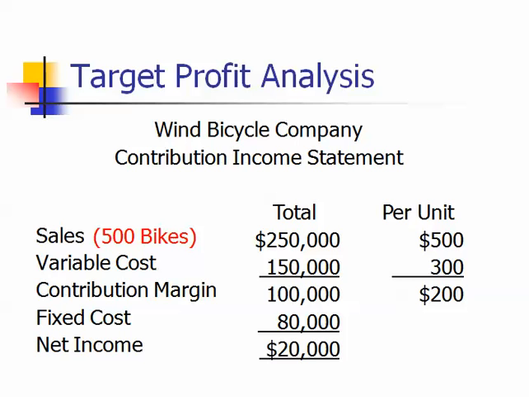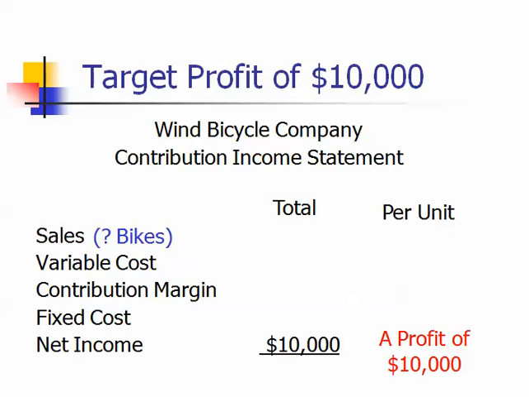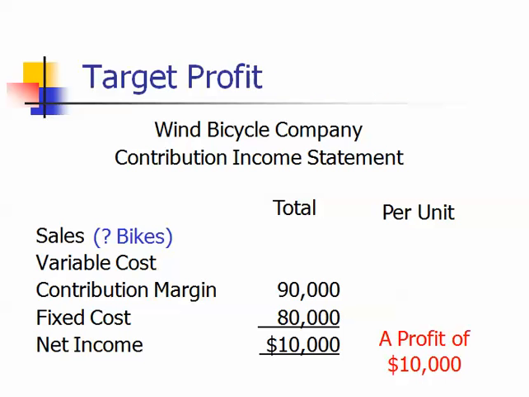Earlier, we've considered how many units we need to sell in order to break even. Let's now look at how many units we would need to sell in order to achieve a target profit of $10,000. A $10,000 target profit means we want our net operating income to be $10,000. Since our fixed costs are $80,000, we will need a contribution margin of $90,000 to achieve this target profit.